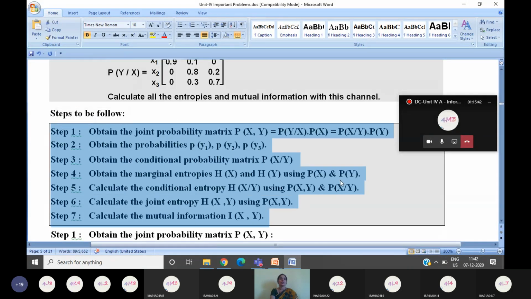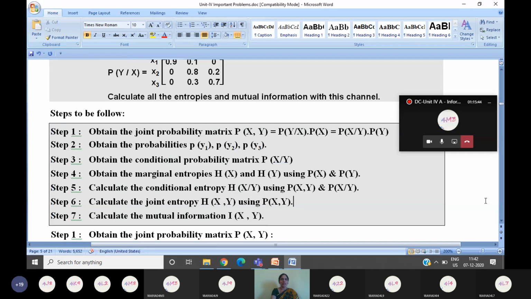These are the steps that you should follow in order to calculate the different kinds of entropies and mutual information. So, what is the first step? Always you should know the joint probability matrix and the individual marginal probabilities first. Okay, first let us calculate P of xy using Bayes theorem, P of y by x into P of x.